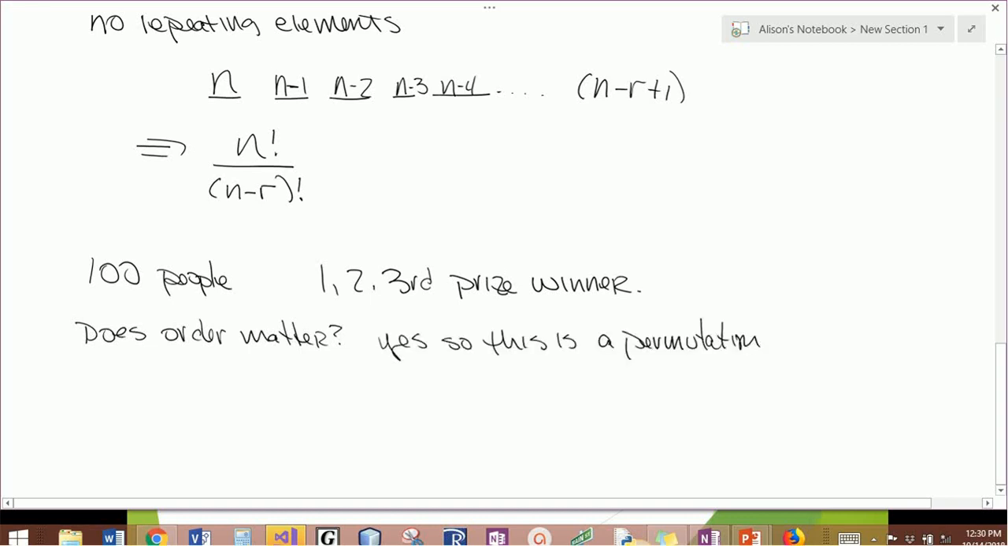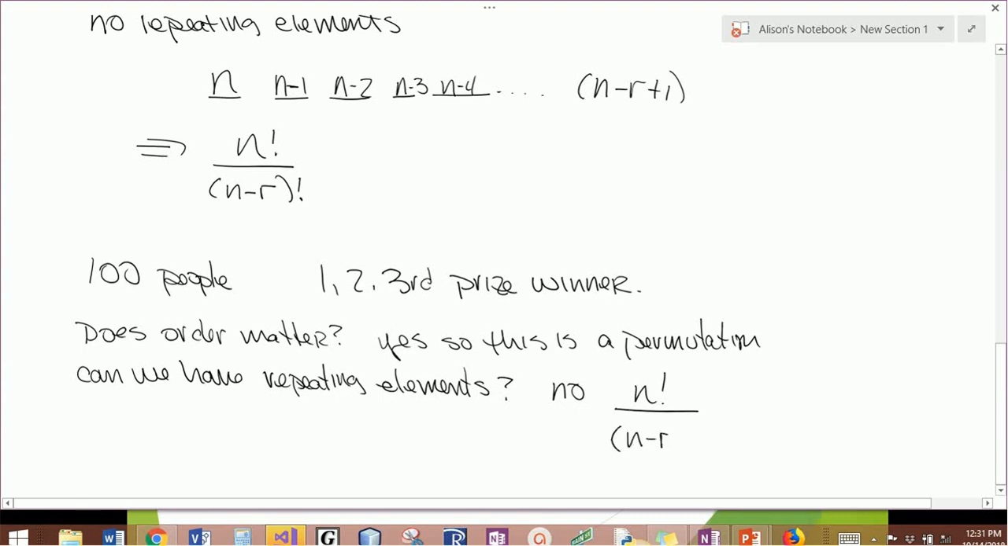And if you said to yourself, no, the order doesn't matter, just ask the first place prize winner whether or not he wants to be first place or third place. So the second question is, can I have repeating elements? Can the third prize winner also win the first prize? For this particular problem, the answer to that is no. We cannot have repeating elements, which means that I am going to use the formula for a permutation with non-repeating elements.